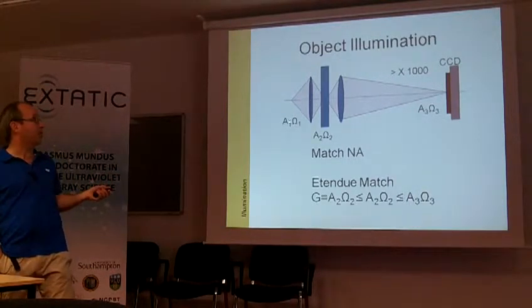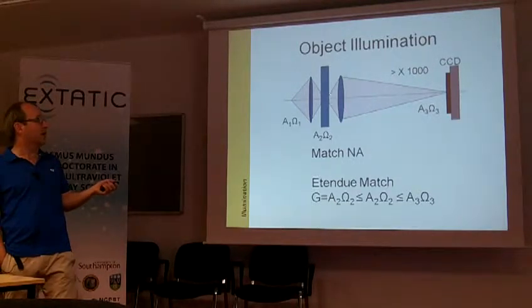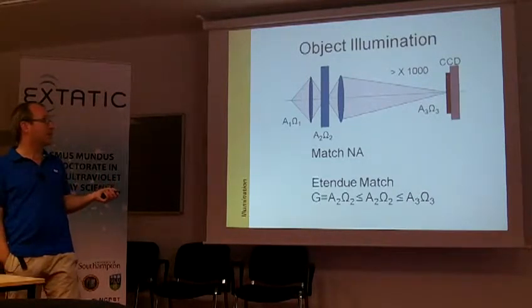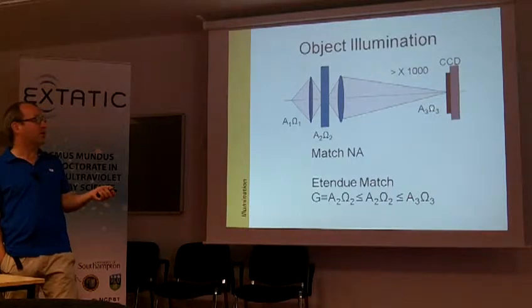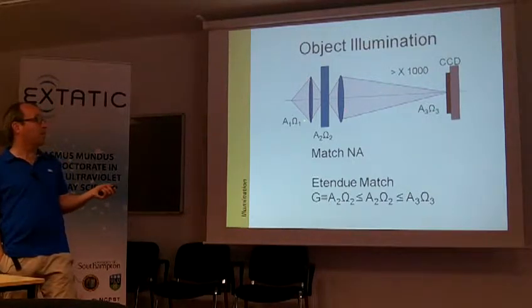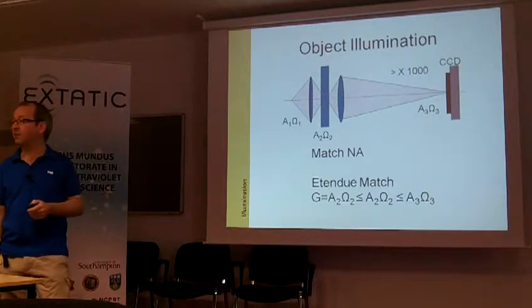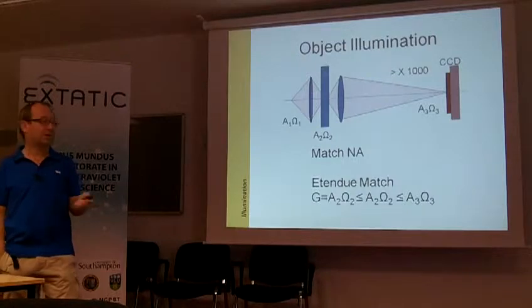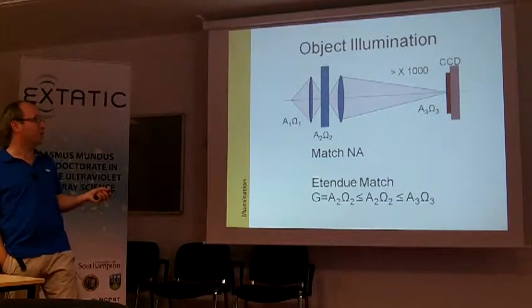So, for example, your object here has dimensions of about 25 microns squared, and your system up here has dimensions of 25 millimeters squared. So the L2 conservation means that your solid angle has to be lower by that quantity, so that the two are reciprocally related.